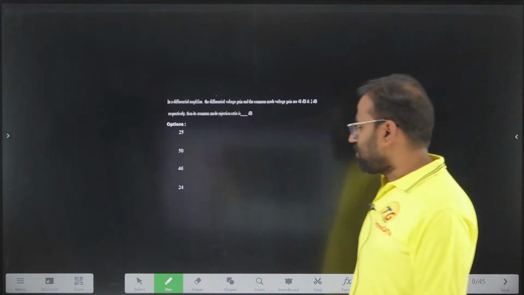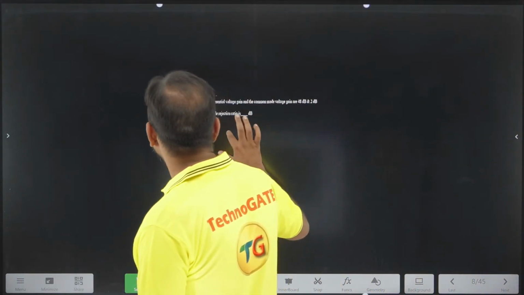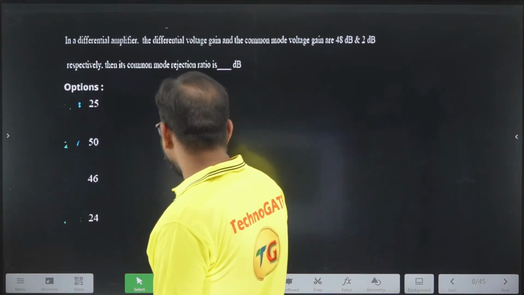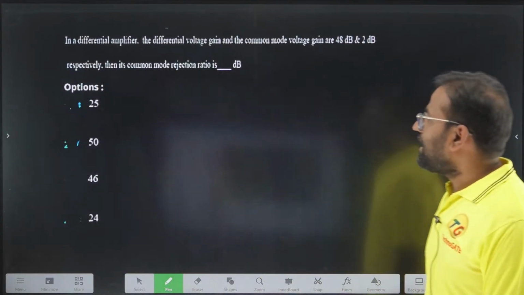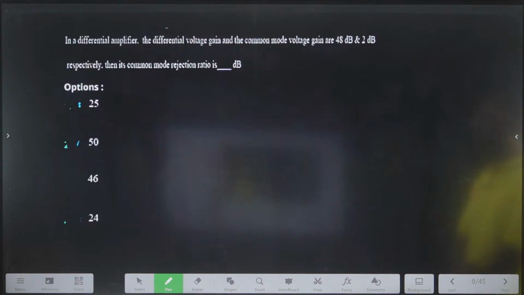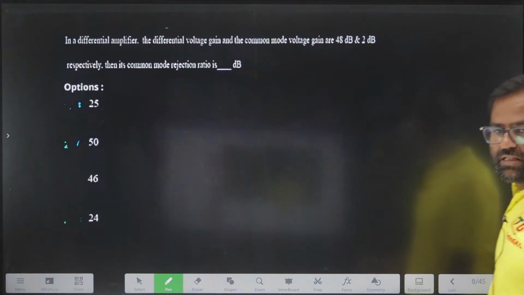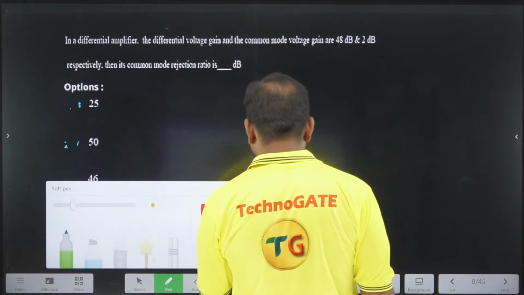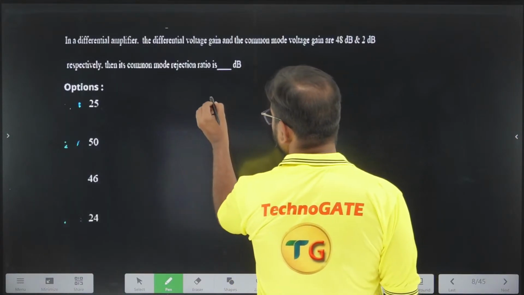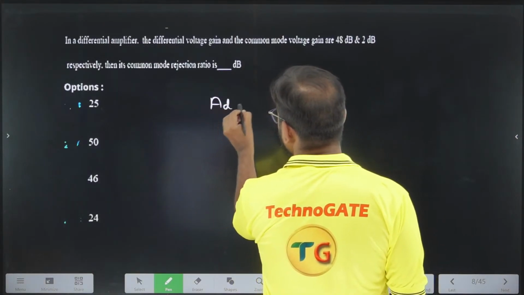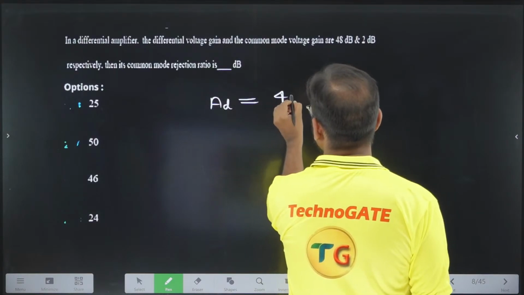Let's go to the next question. What does the next question say? Next question says that in a differential amplifier, the differential voltage gain and common mode voltage gain. Okay, the differential voltage gain is 48 dB.